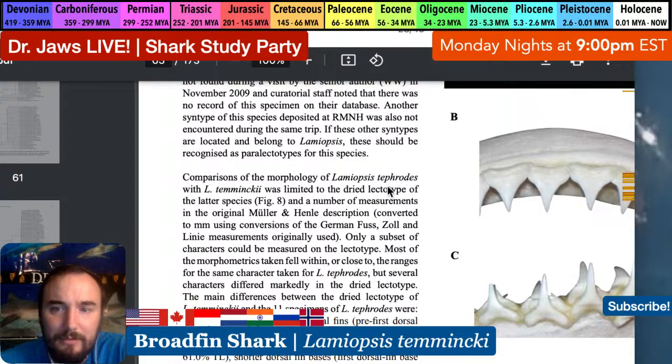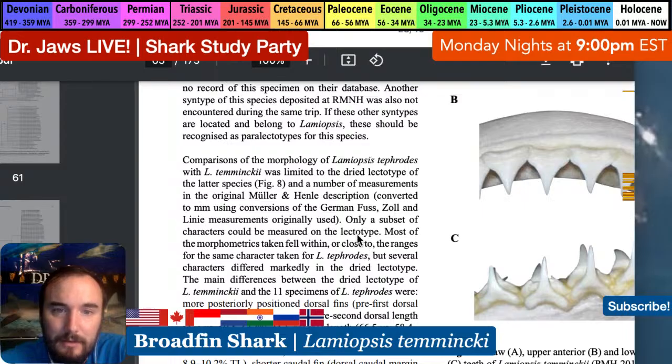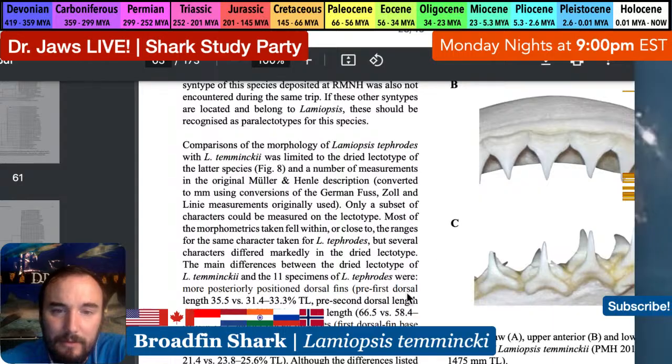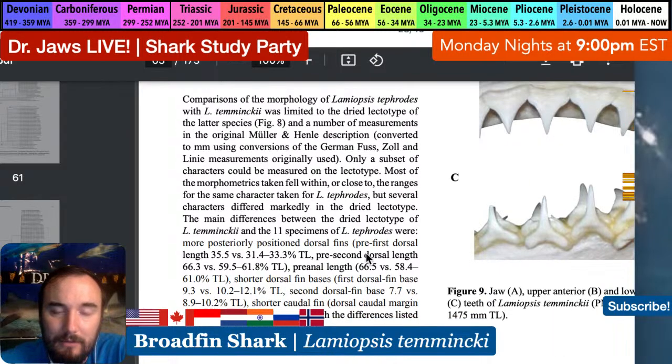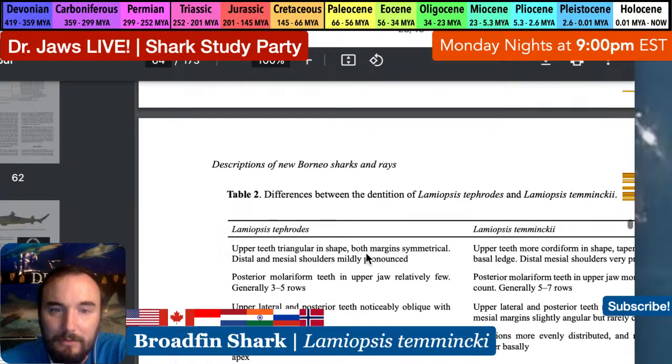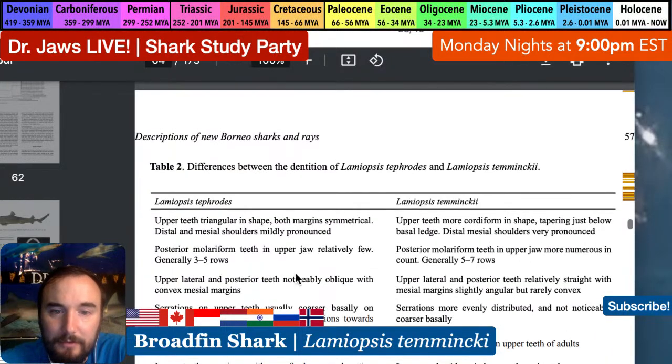Comparisons of the morphology of Lamopsis tephroides from Lamopsis temmincki was limited to the dried lectotype of the latter species, and a number of measurements in the original Mueller-Allais description converted to millimeters using conversions from the German Fuss, Zoll, and Linné measurements originally used. Only a subset of characters could be measured on the lectotype. I'm just going to skim through this. That's kind of wild that they were comparing everything to a preserved specimen. This is a really cool summary, though. I don't think I've really quite seen one laid out like this.